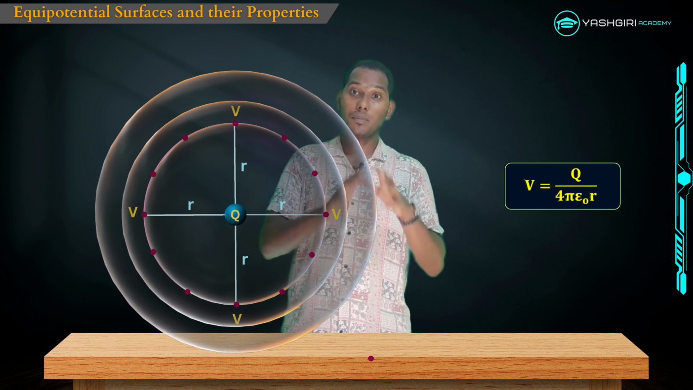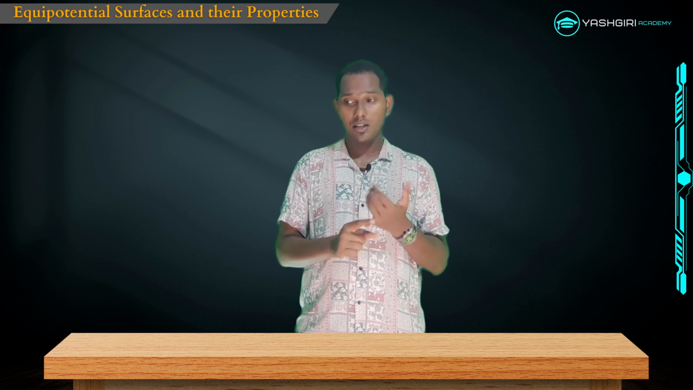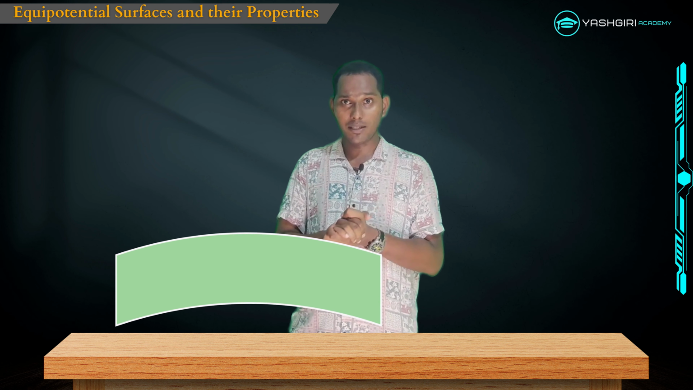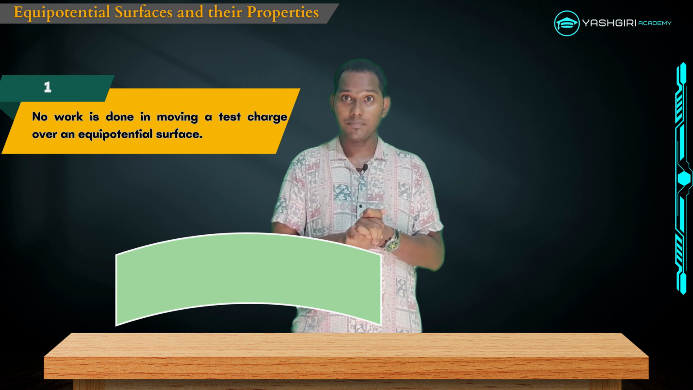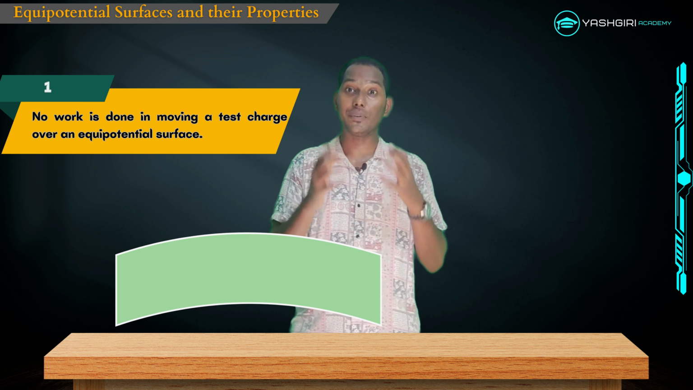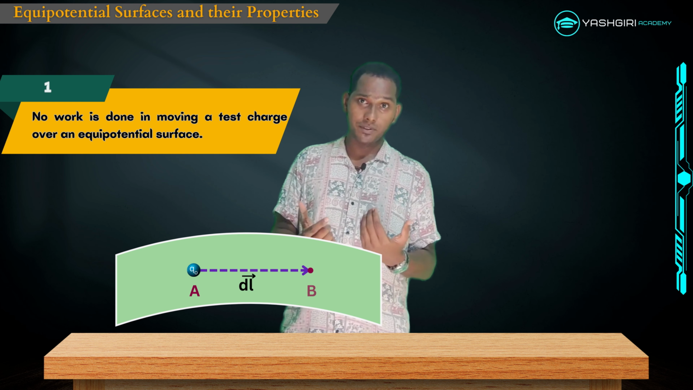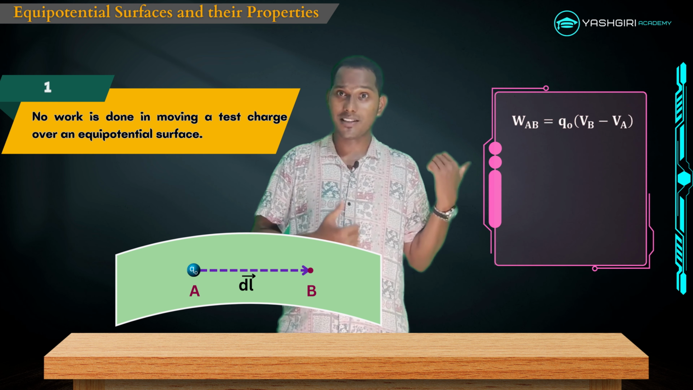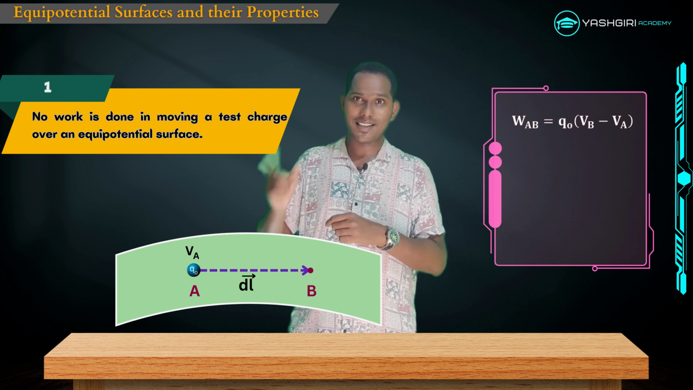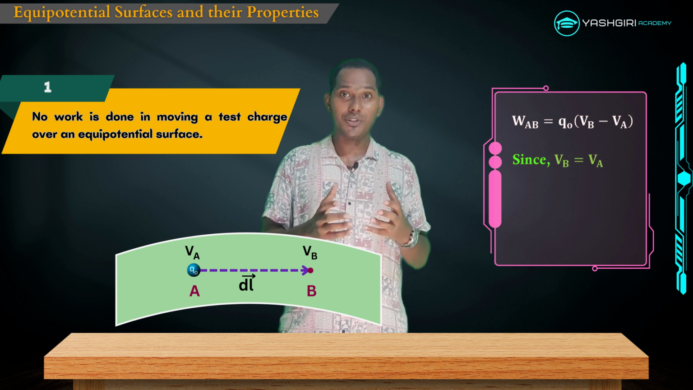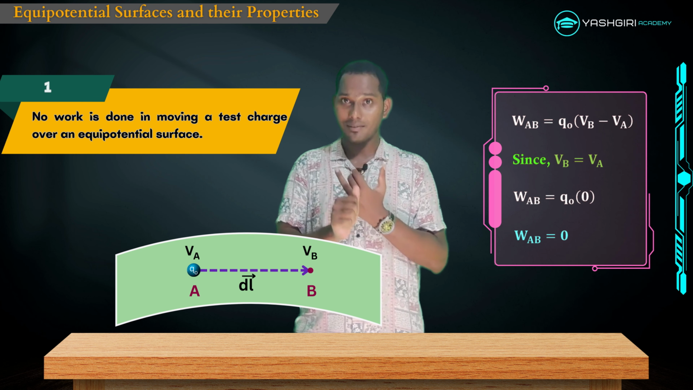Now there are also a few properties that you have to make a note of. Number one, let me take this as my equipotential surface here. No work is done in moving a test charge over an equipotential surface. Let us say you want to move a test charge from point A to point B. Work done is nothing but charge times potential difference. Since we are talking about an equipotential surface, both points A and B are at the same potential, so the difference comes out to be 0, and work done here is 0. So that's the number one thing.